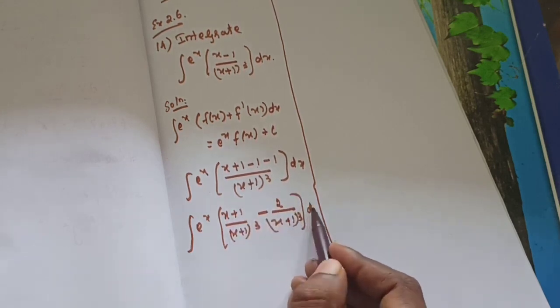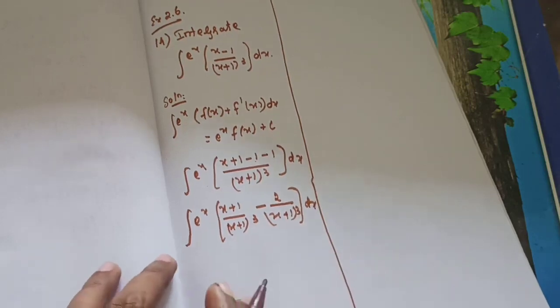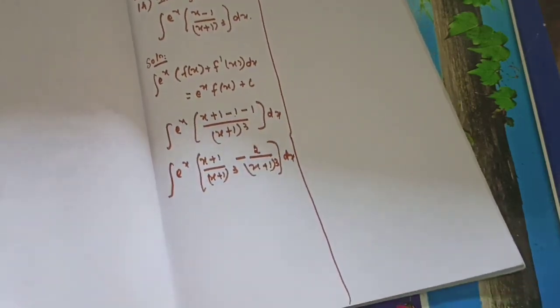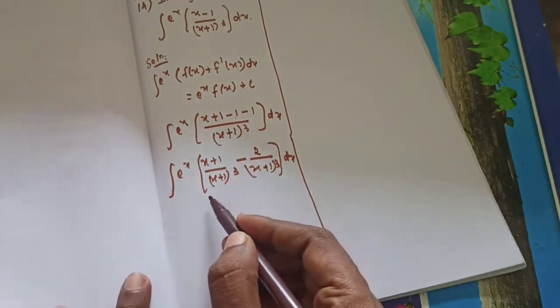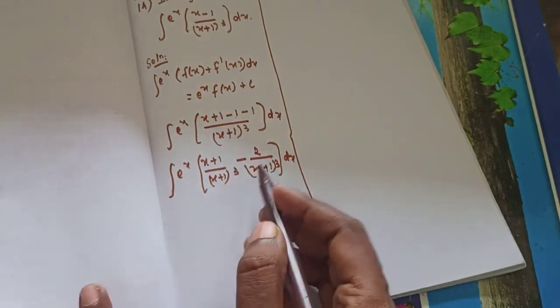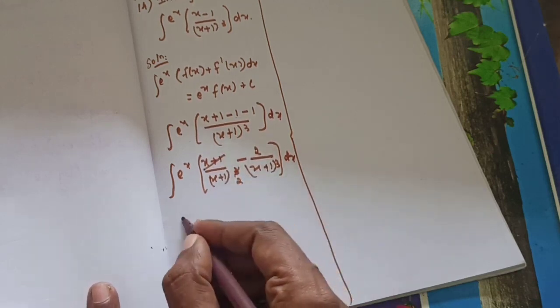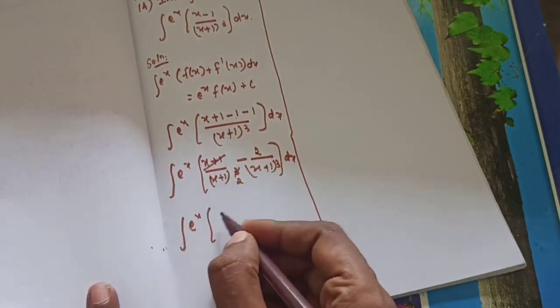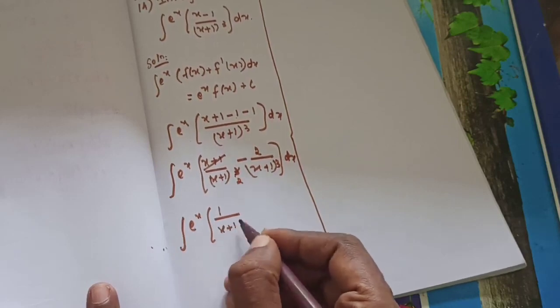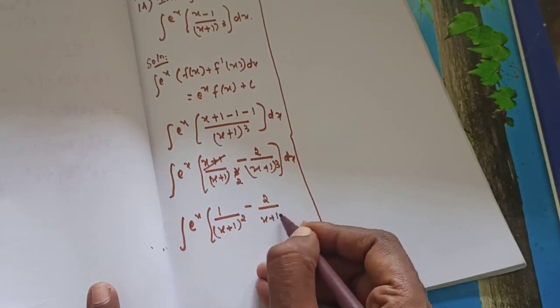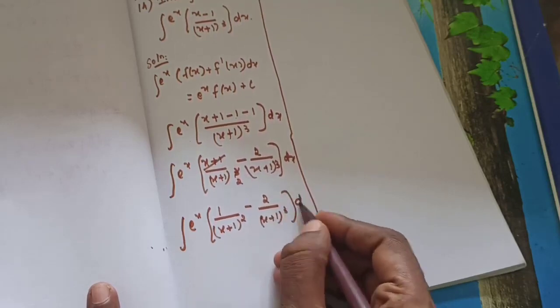Just I add and subtract 1 and I rewrite that particular integral as two. Now listen here. So now whole power 3. Now this term and here it will get cancelled. So what's the balance? Integral of e power x into [1 by (x plus 1) the whole square minus 2 by (x plus 1) the whole cube] into dx.